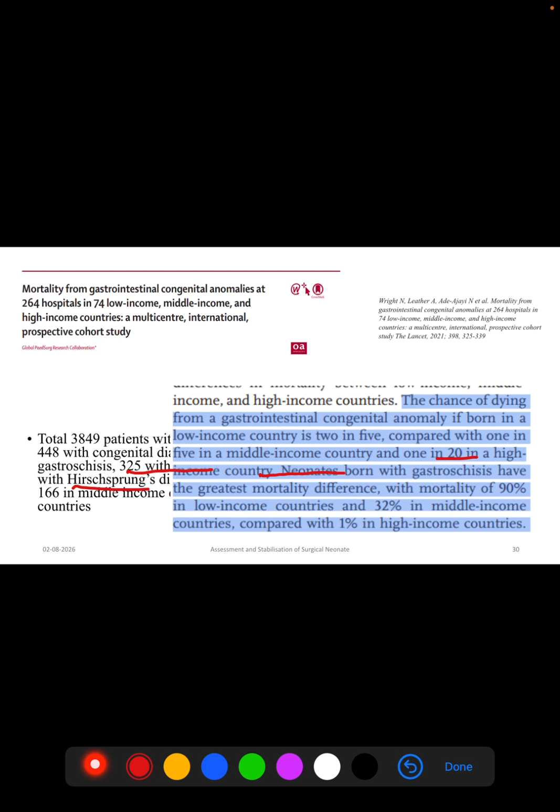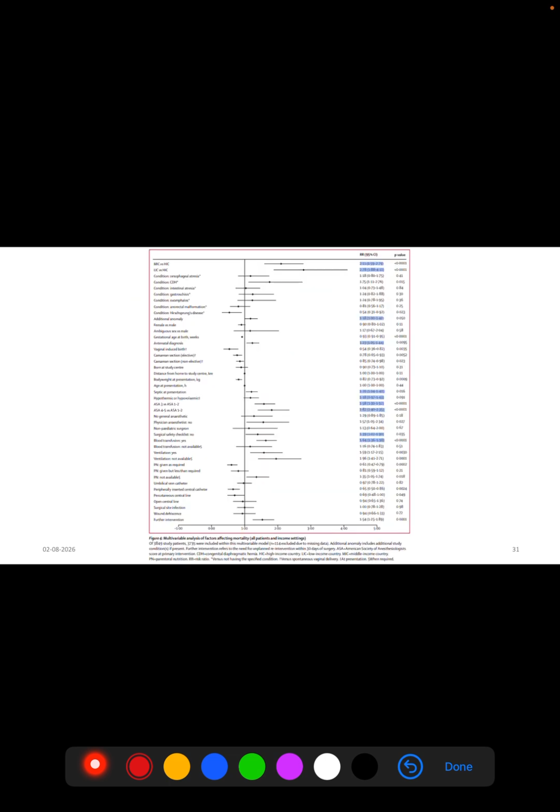And neonates born with gastroschisis have the greatest mortality differences, with mortality of 90% in low income countries and 32% in middle income countries compared to 1% in high income countries. Then this box and whisker plot is discussed.